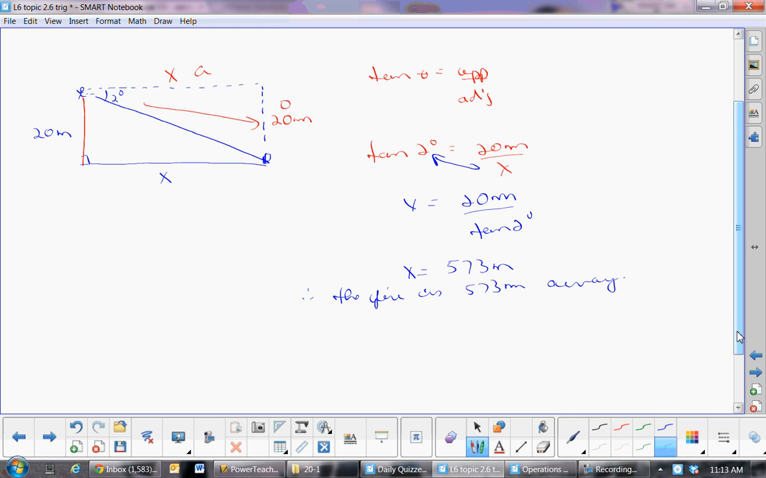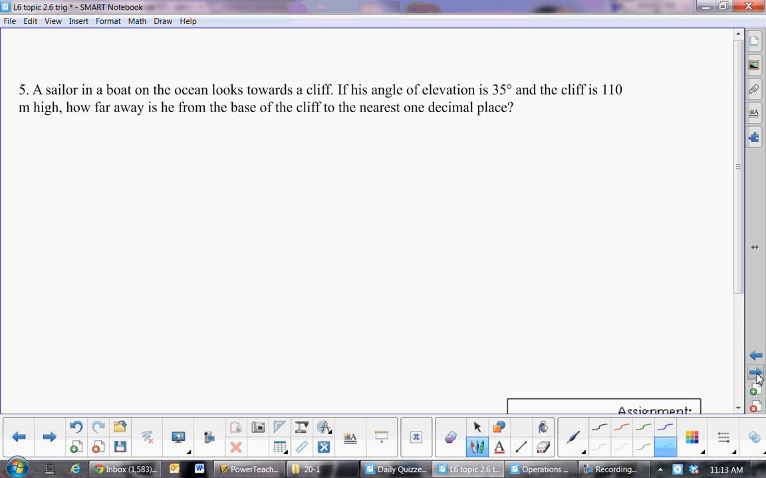How's this looking? Good? A sailor in a boat on the ocean looks towards a cliff. If the angle of elevation is 35 degrees and the cliff is 110 meters high, how far is he from the base? Okay? So this one should be like an insult to your intelligence. So you got a cliff. You got water. You got a boat.